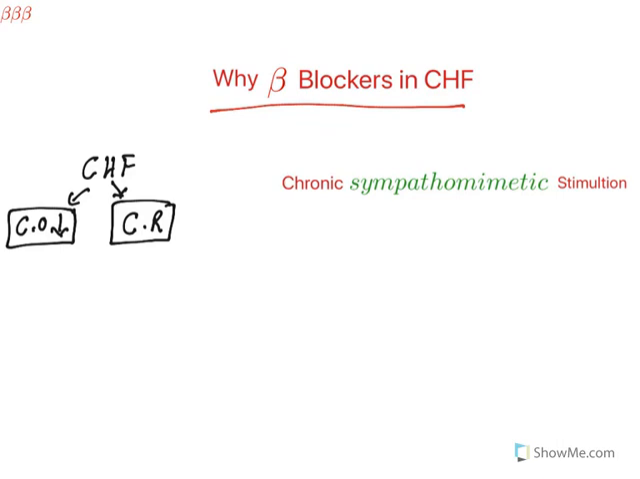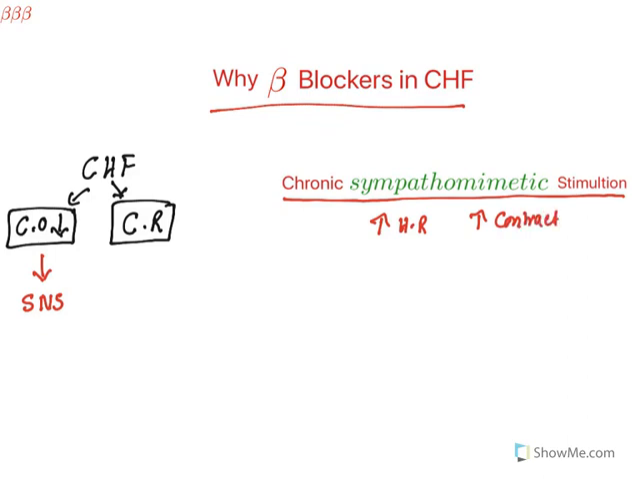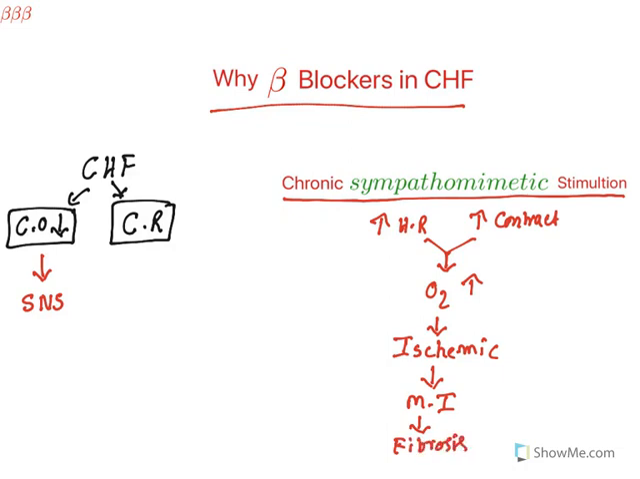Now what happens when cardiac output is reduced? To compensate for the reduced cardiac output, the sympathetic nervous system is activated. When this goes on for a long time, it is known as chronic sympathomimetic stimulation. This chronic stimulation finally increases heart rate as well as cardiac contraction. But both these factors, increased heart rate and increased cardiac contraction, increase oxygen demand. When oxygen demand is increased, it may result in ischemic injury to the heart. Ischemic injury may also lead to myocardial infarction, and this may lead to fibrosis. Fibrosis finally causes arrhythmia as well as cardiac remodeling.